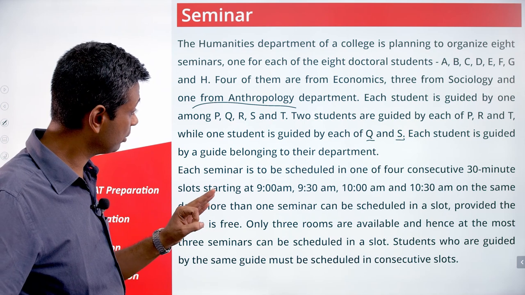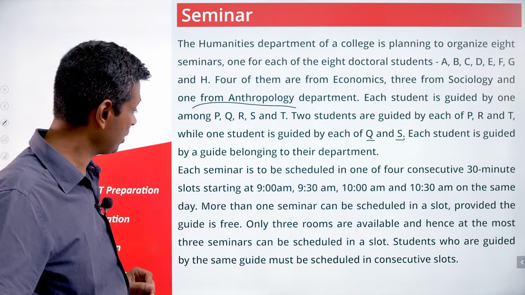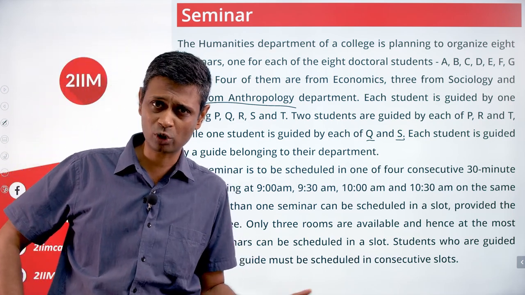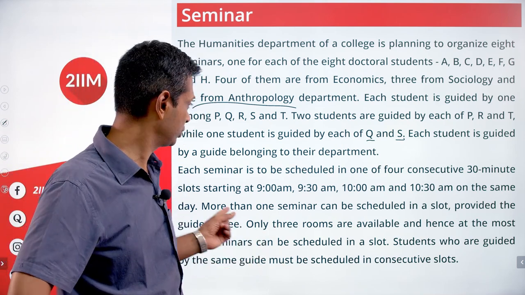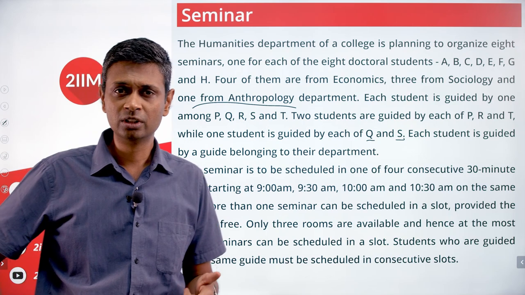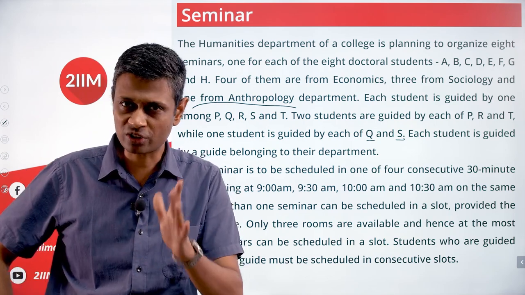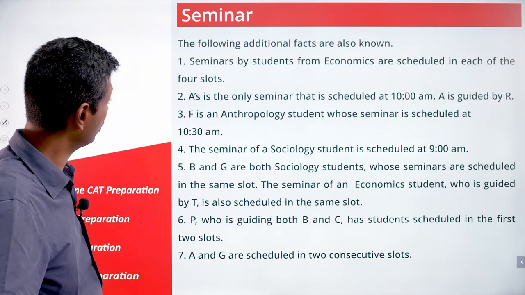Only 3 rooms are available, hence at the most 3 seminars can be scheduled in a slot. Students guided by the same guide must be scheduled in consecutive slots. The guide doesn't want to go out and come back. All simple so far. 4 slots and 8 seminars, so a maximum of 3 in each slot. So there'll be some empty slots as well. Right. Lovely. The following additional facts are known.